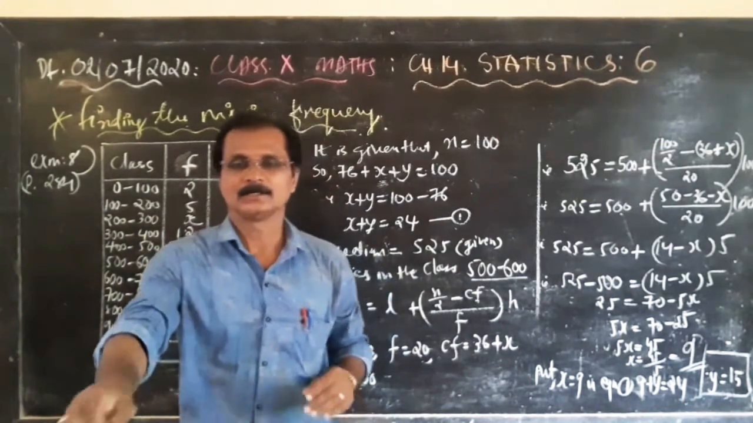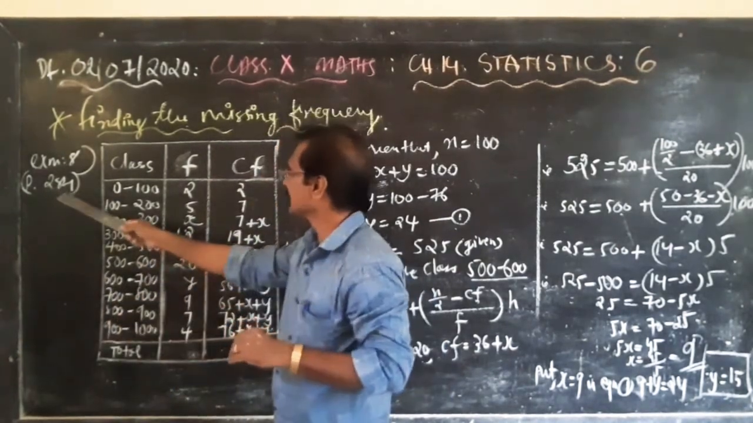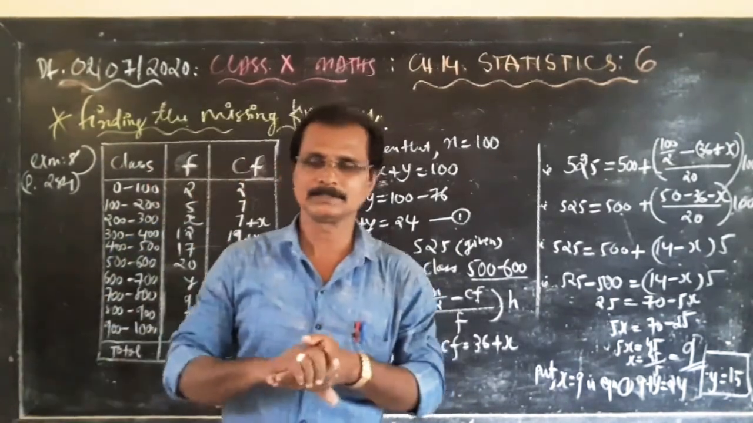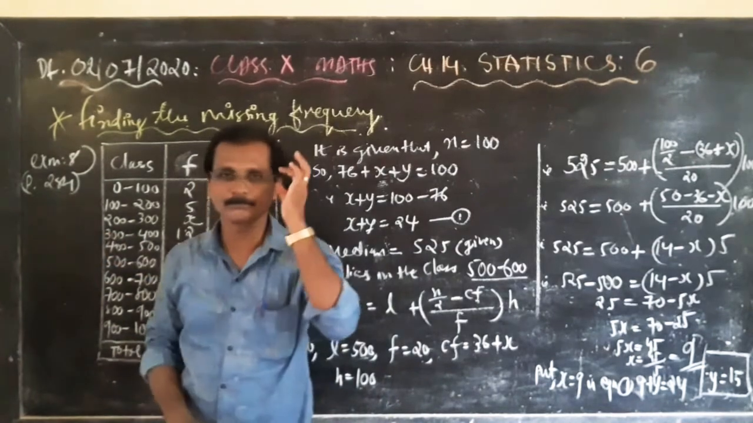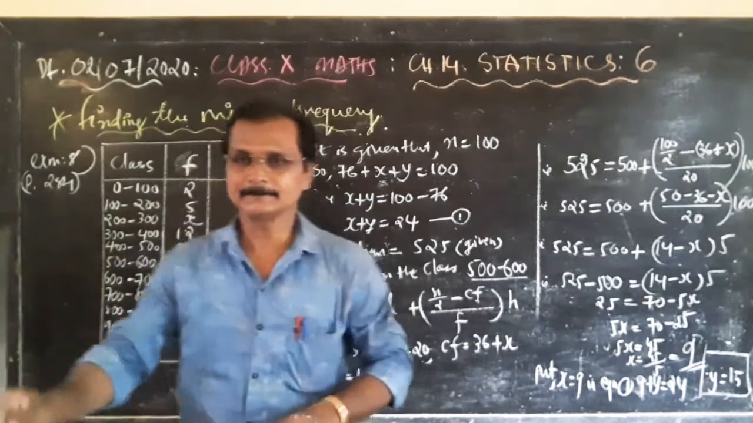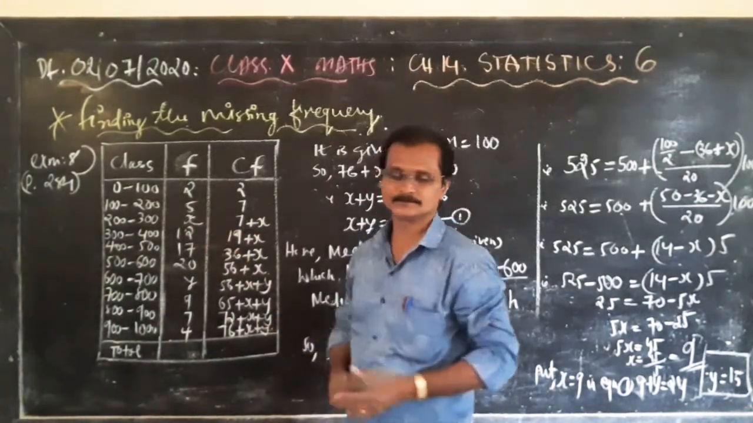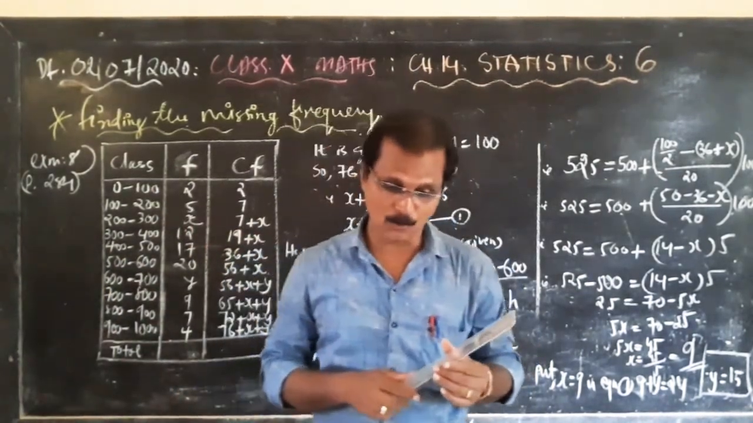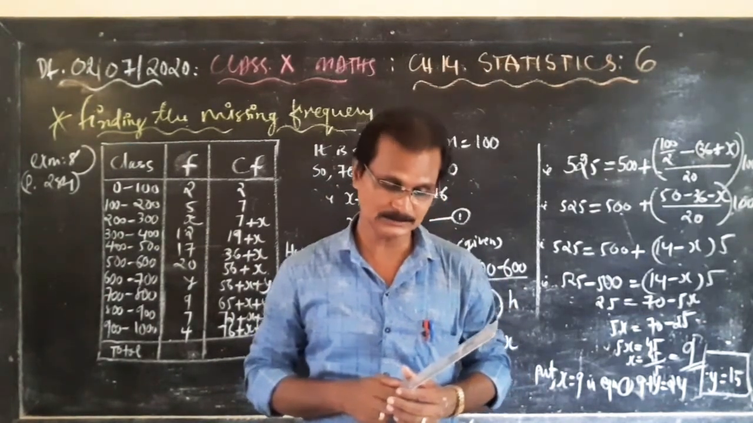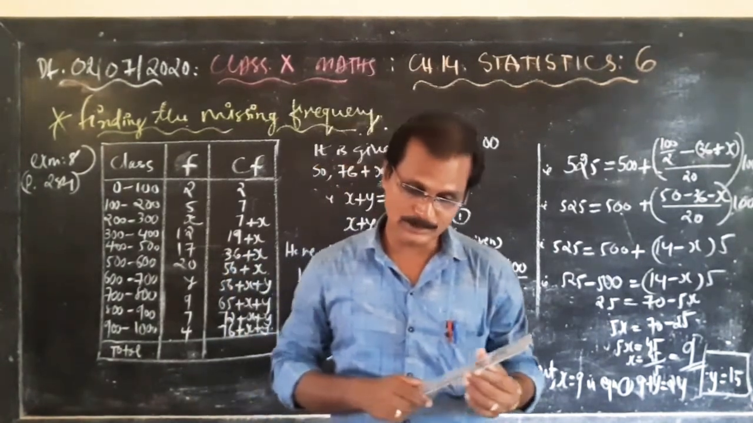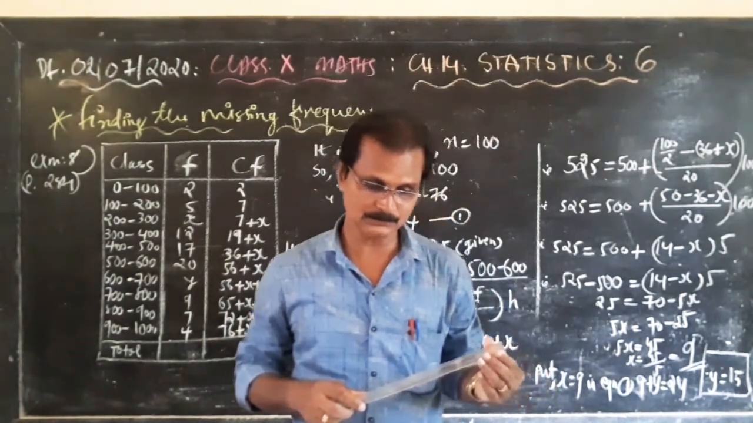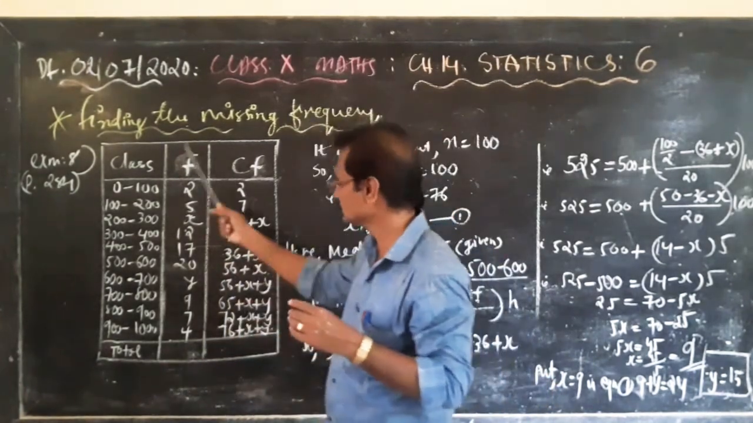Okay, you can see, please take page number 284. Today we are discussing example 8, page number 284. The table is given there. I read the question: The median of the following data is 525. Find the values of x and y if the total frequency is 100. So this is the question.